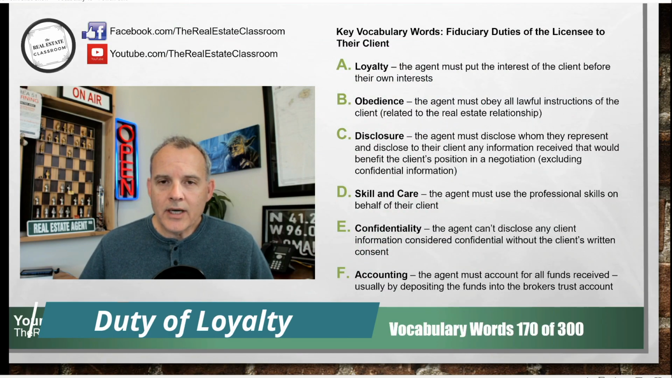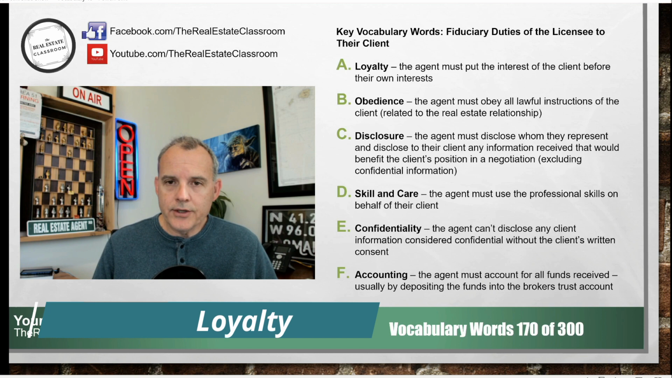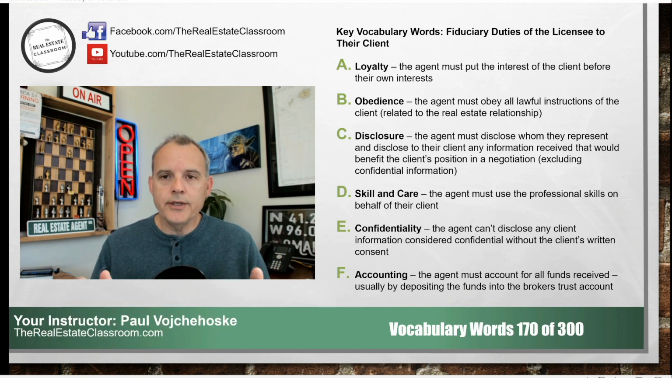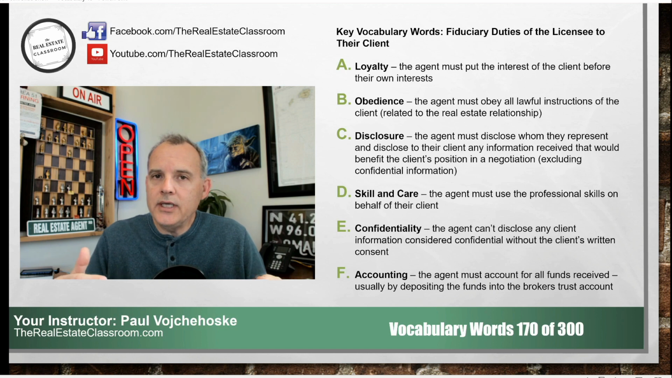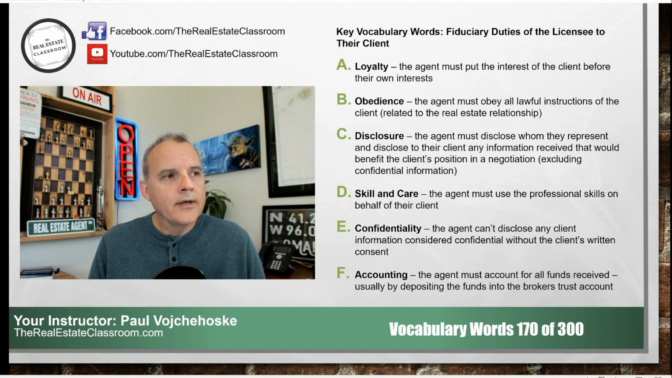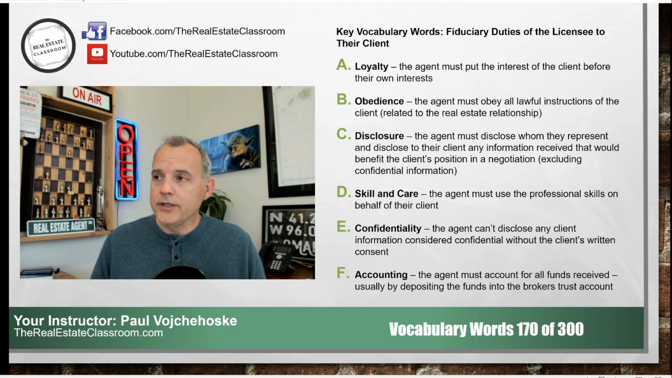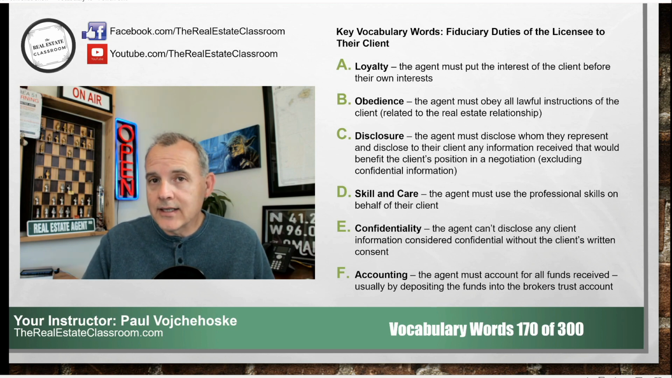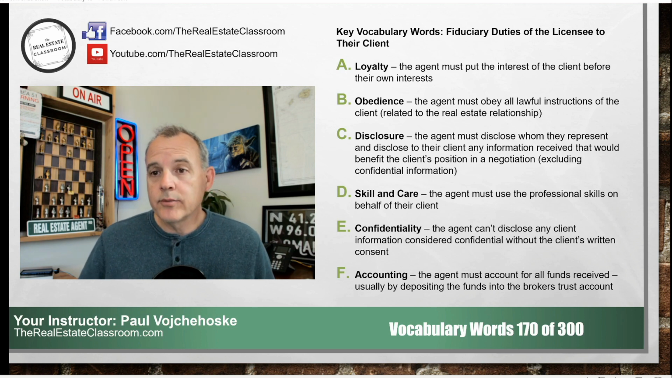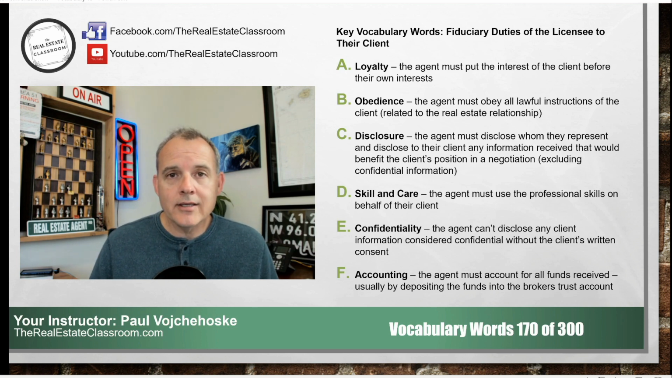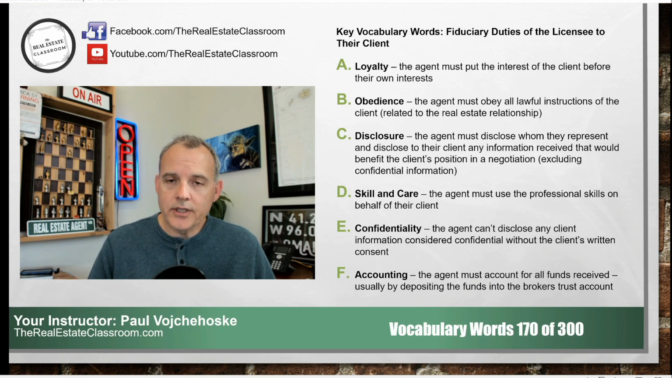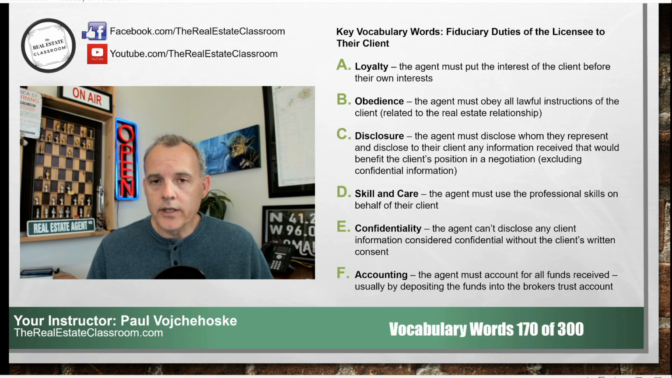The first one I want to talk about is loyalty. One of the first fiduciary duties that an agent owes their client is loyalty, where the agent puts the interest of the client before their own. Let me give you an example. Maybe you're working with an investor. The investor calls you and says, hey, I found this pretty good deal on 123 Main Street, I'd like to put in an offer. Instead of writing up the offer for your client, you contact the listing agent or the seller directly to put your own offer in because you recognize it is a great deal. That would be a violation of the fiduciary duty of loyalty.